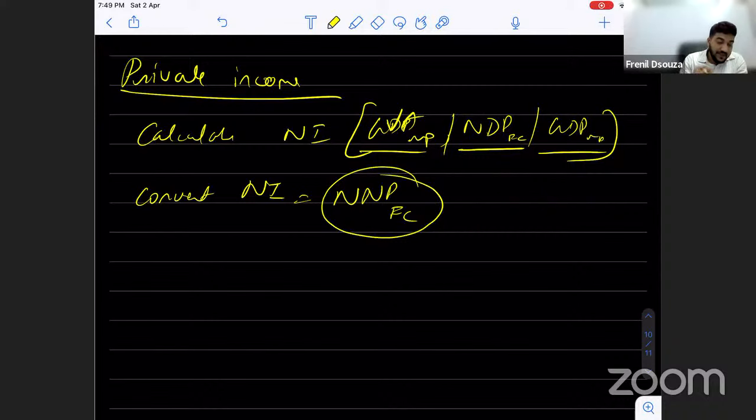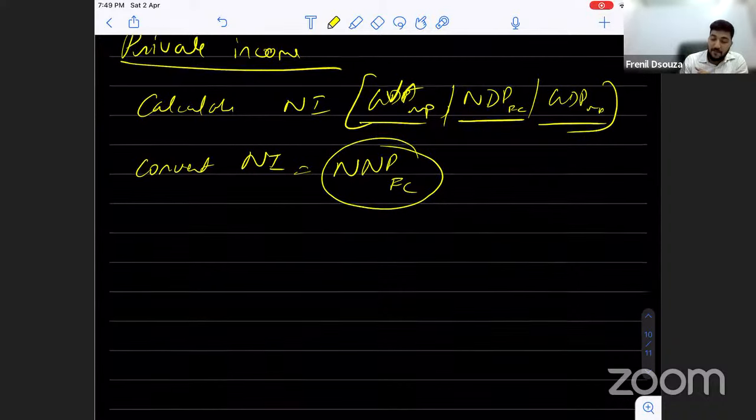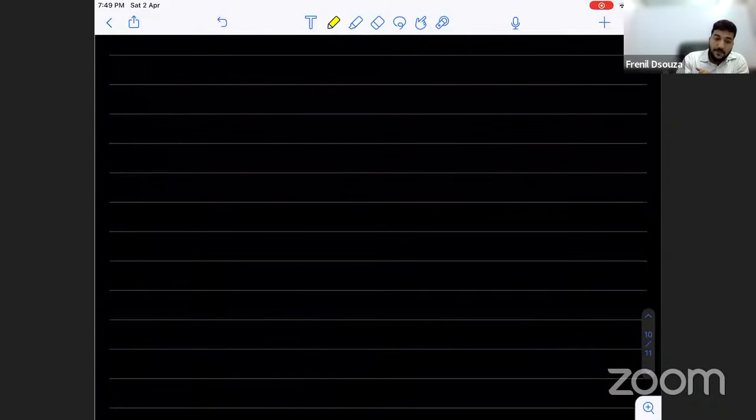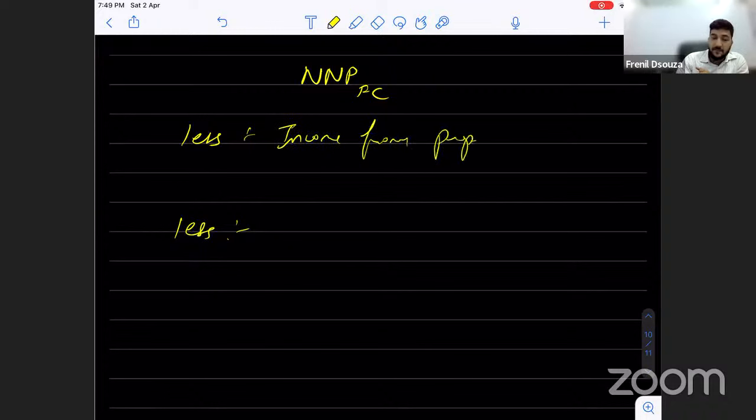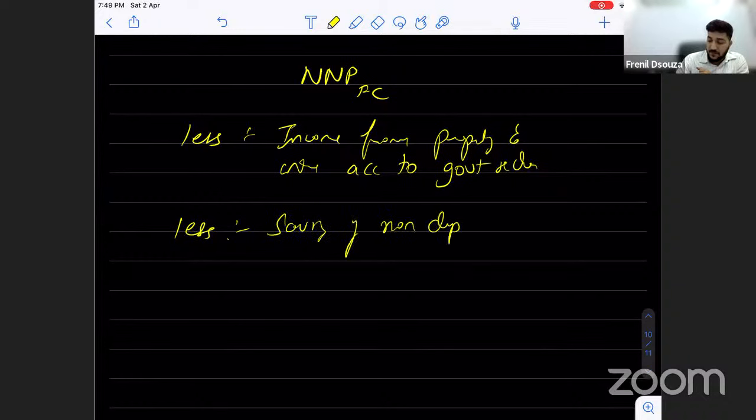And then there is step number 3. Step number 3 is nothing but from NNPFC, I have to minus two things. One is income from property and entrepreneurship accruing to government sector. And also you have to minus savings of non-departmental government sector.